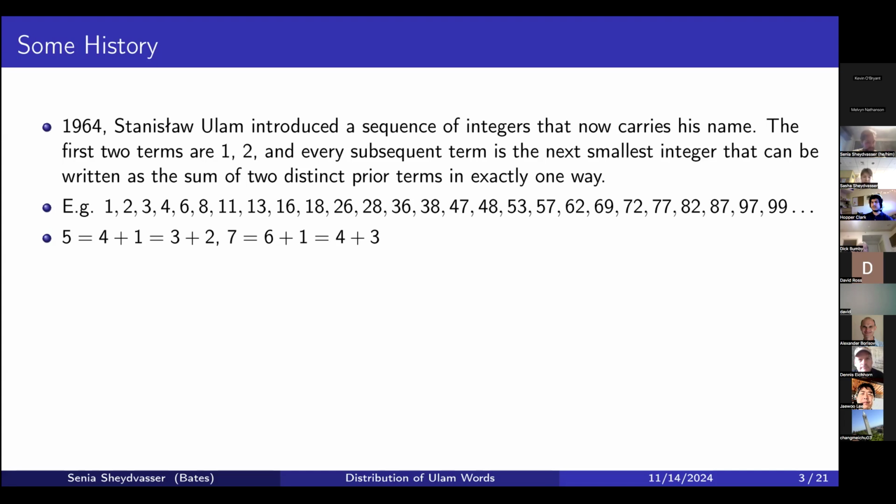And then we consider 7. Well, 7 would be 6 plus 1 and 4 plus 3. So again, we throw this out. We pass on to 8. 8 is only 2 plus 6. And we keep building.